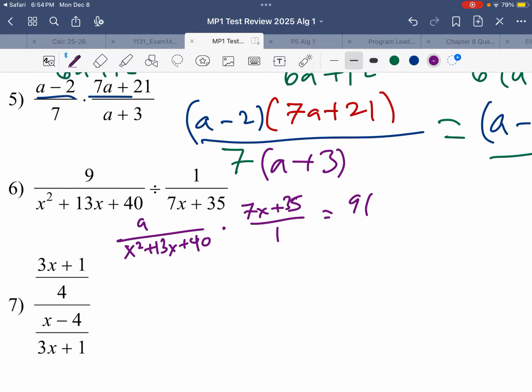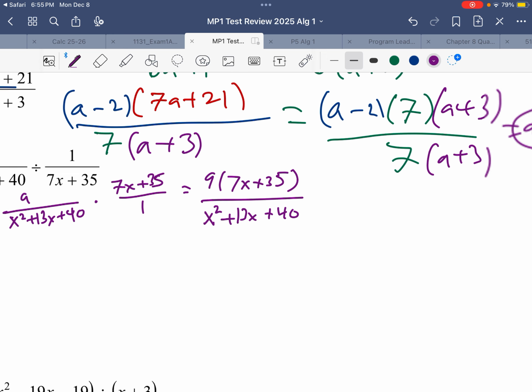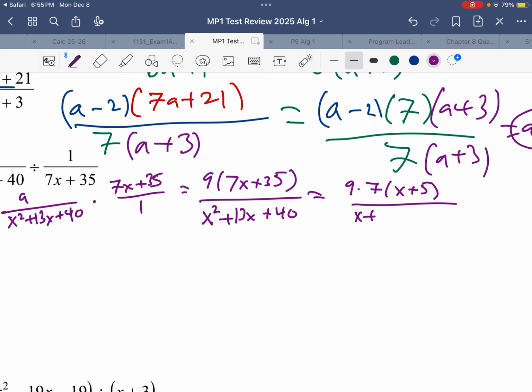So I get 9 times 7x plus 35 divided by x squared plus 13x plus 40. This is going to be equal to 9 times 7 times x plus 5 divided by x squared plus 13x plus 40, which is going to be x plus 5 times x plus 8. So x plus 5 and x plus 5 are going to cancel. I'm left with 63 over x plus 8.